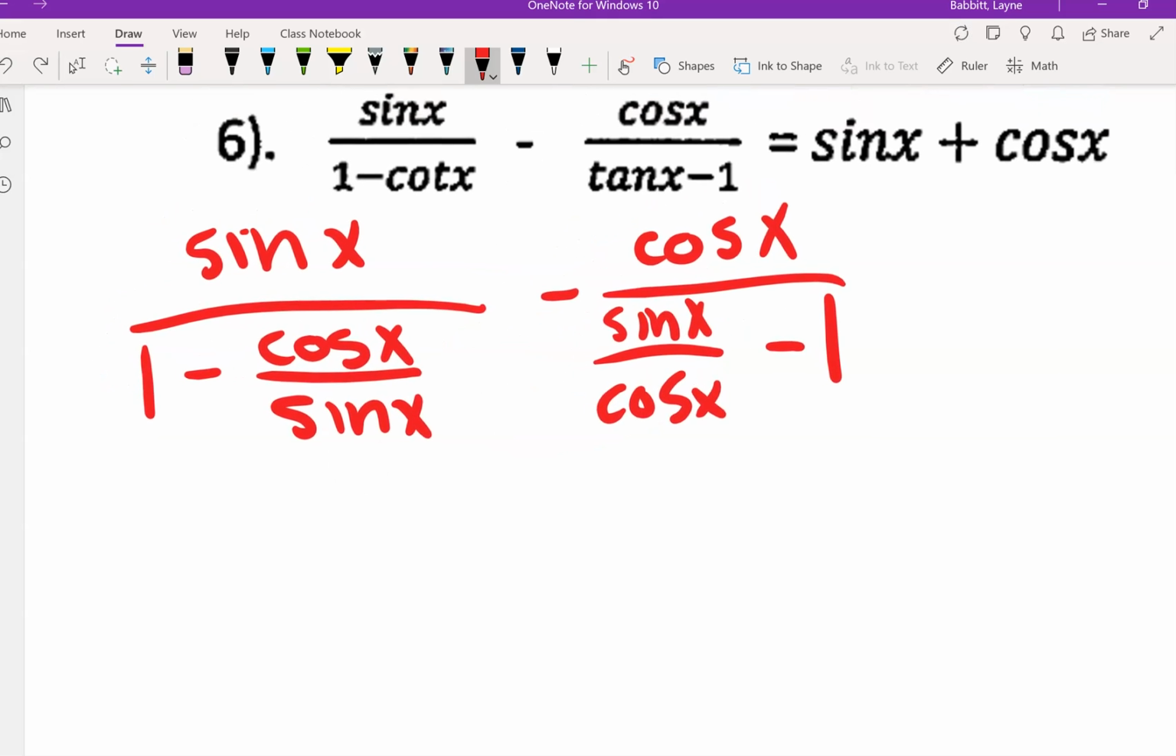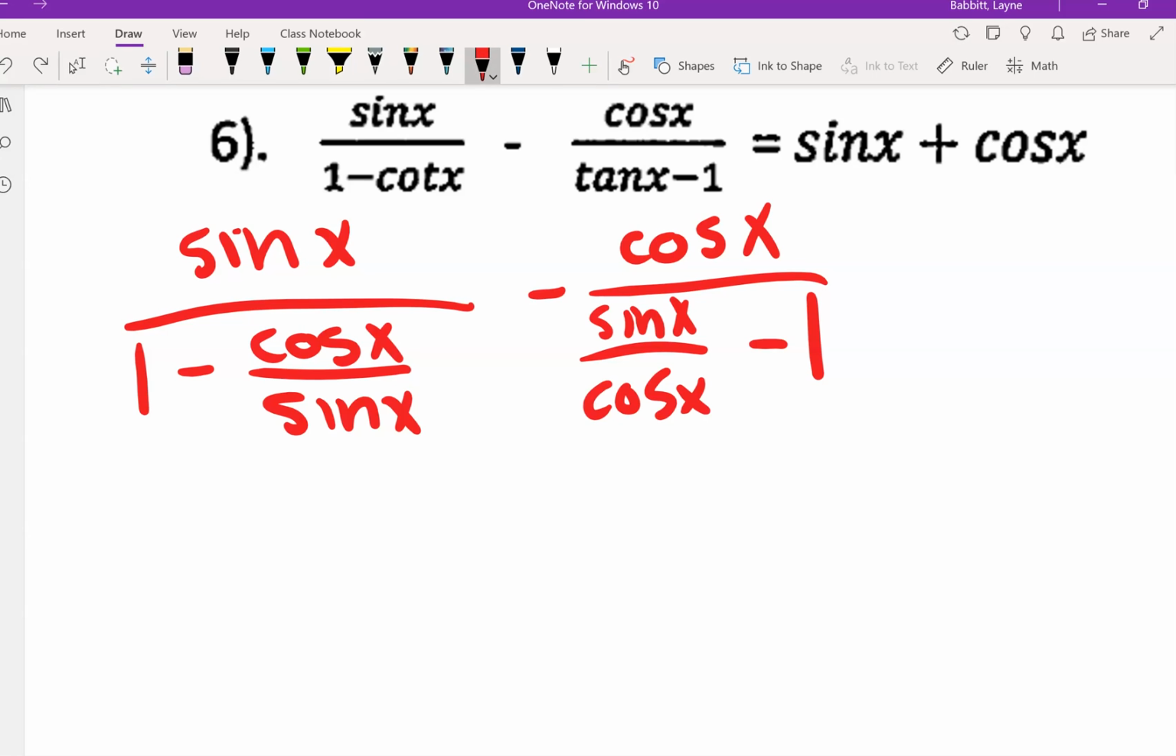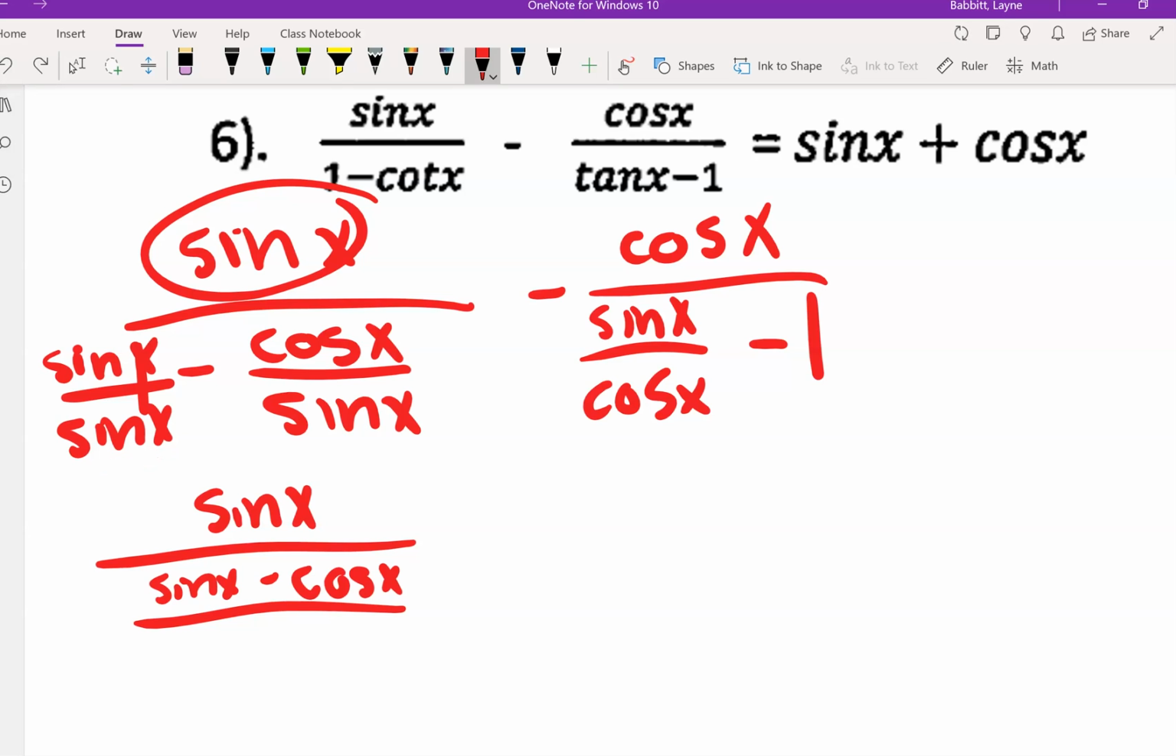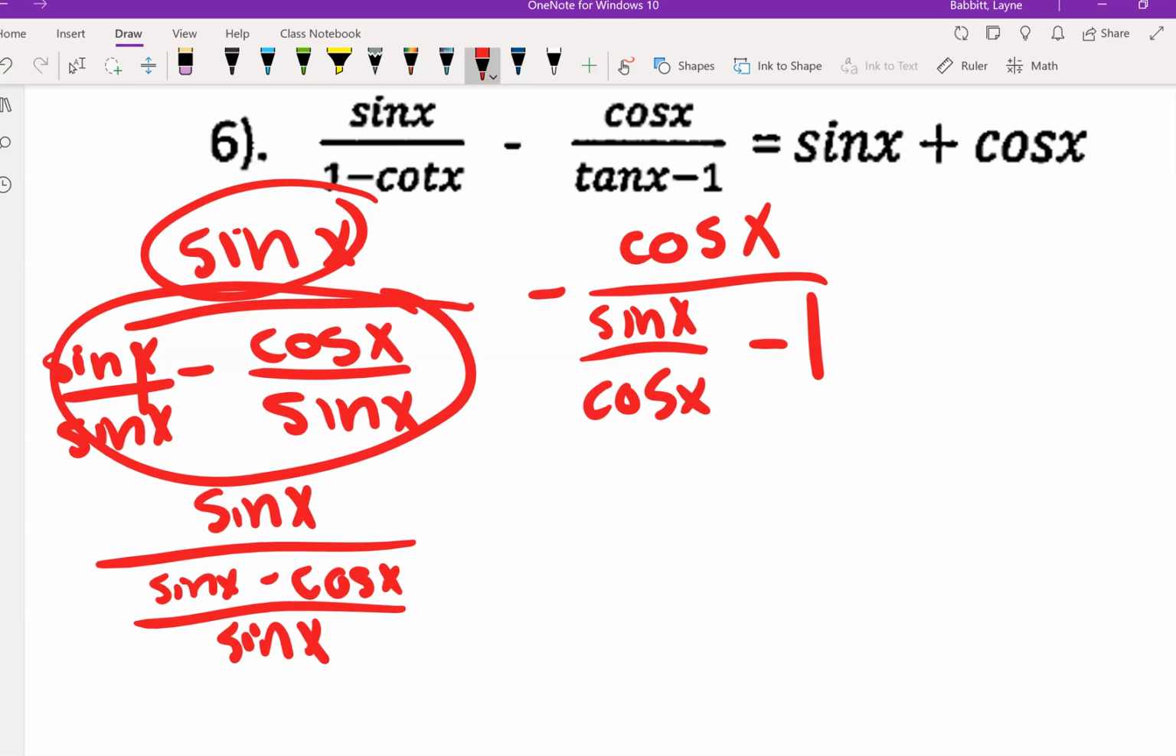I need common denominators in order to subtract these. I want a denominator of sine, so I'm just going to multiply top and bottom of 1 by sine x. So this just becomes sine x over sine x. And then when I combine this one, this sine x on top is still there. On bottom, this becomes sine x minus cosine x over this denominator, which was sine x. So I just combined these two on the bottom there.